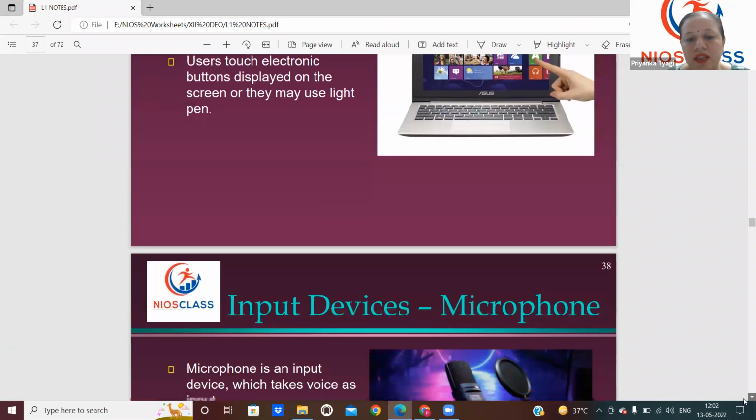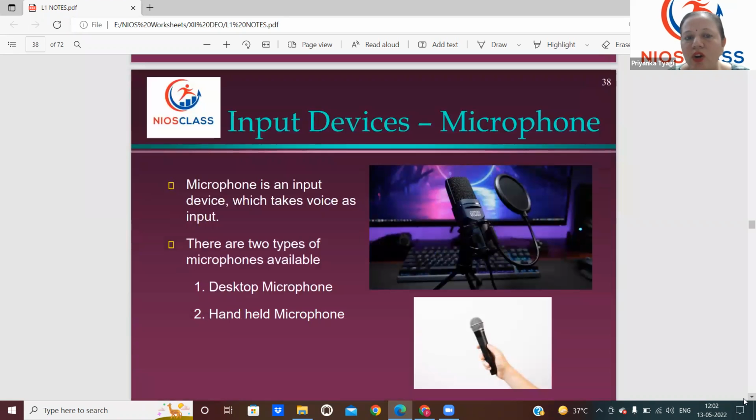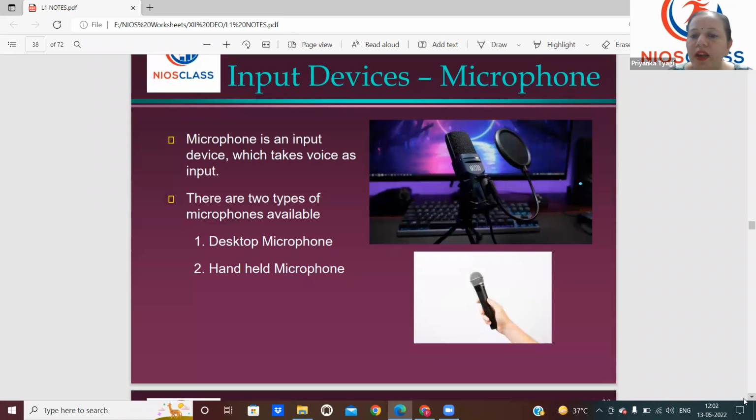Now here you can see the next category of input device, the microphone. Look at the picture over here. A microphone is an input device which takes voice as an input. Whatever language we speak will be recorded somewhere in the computer memory. Microphones have two categories, desktop microphone or handheld microphone.